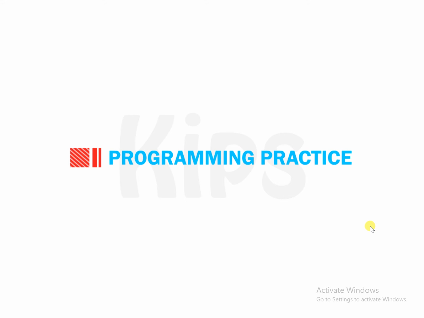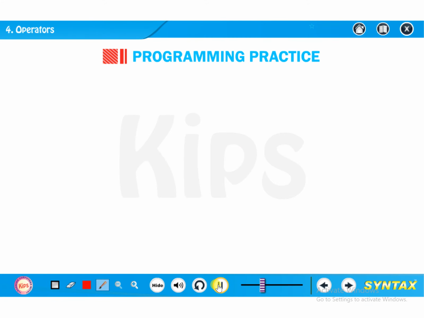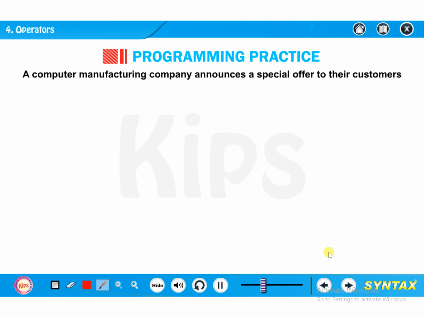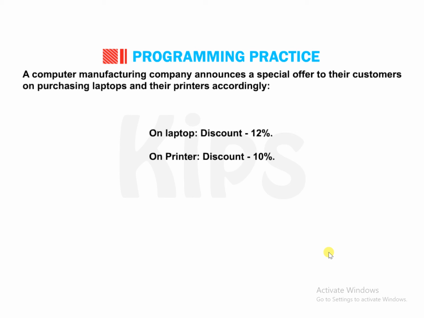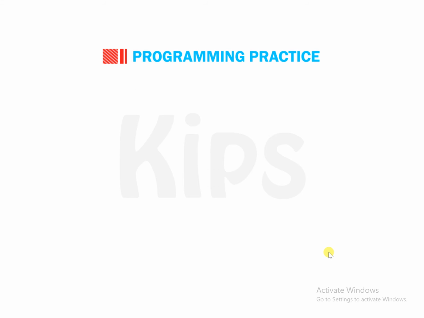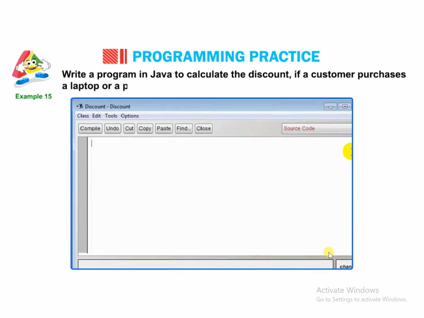Okay students, let us now do some programming practice. Example, a computer manufacturing company announces a special offer to their customers on purchasing laptops and their printers accordingly. On laptop, discount is 12%. On printer, discount is 10%. On both, discount is 15%. Example, write a program in Java to calculate the discount if a customer purchases a laptop or a printer or both.